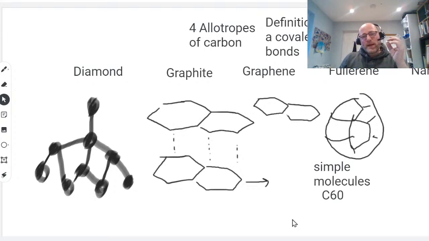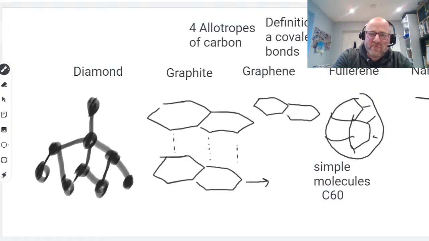Now, it's a good lubricant because it has weak intermolecular forces. It cannot conduct electricity because the delocalized electrons are trapped in the ball of fullerene. It can be used to deliver medicines. It's a good catalyst.